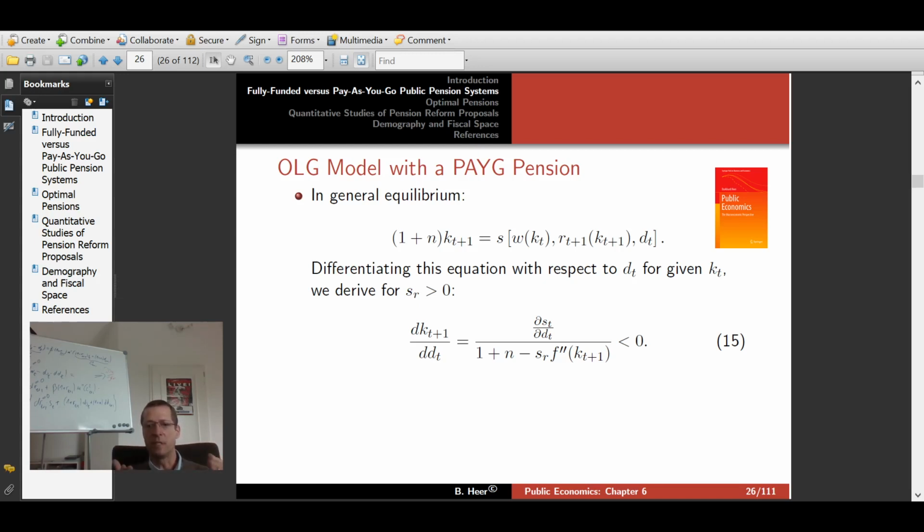So what we have in this case is a negative effect of an increase in the contributions Dt on the capital stock Kt+1. So we have shown that higher contributions to a pay-as-you-go pension system reduce capital accumulation unambiguously if we have a stable equilibrium, steady state, a stable economy, or even just if the denominator 1 plus n minus SR times f'' must be larger than 0.